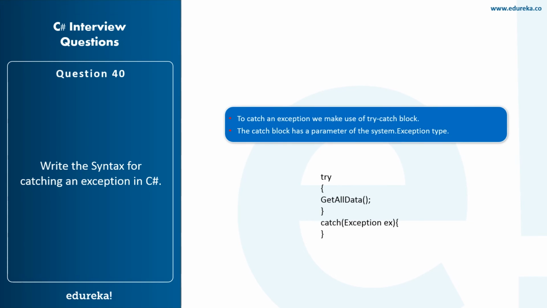So to catch an exception, we make use of the try catch block. The catch block has a parameter of the System.Exception type. Let me give you a small syntax. I've given a small syntax here. Under try, let's say I'm getting all data, and then it will go to the catch method. That is, under catch, we'll have Exception ex. And then if the error has to occur, then it will occur. Otherwise, if it passes this part, this is what the syntax of a try catch block is.